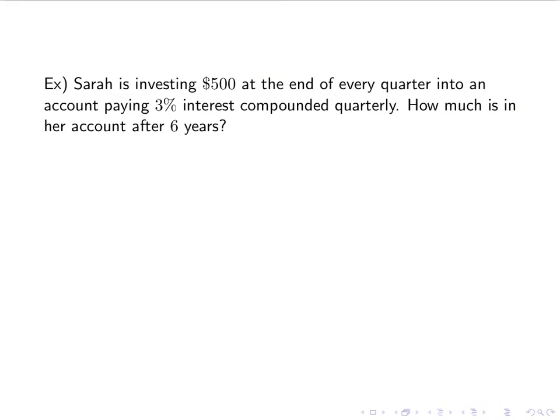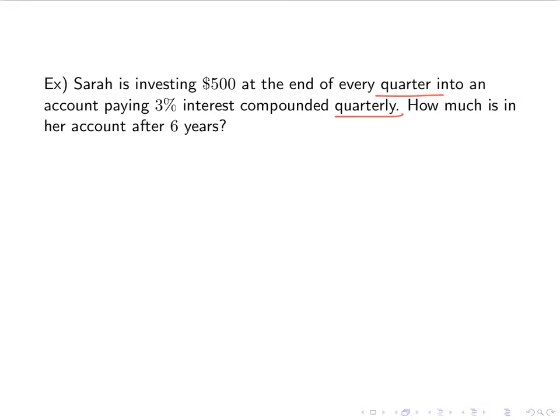So Sarah is investing $500 at the end of every quarter into an account paying 3% interest compounded quarterly. How much is in her account after 6 years? So one thing to note, in order for this to make sense, how often she's inputting her money has to be the same as how often the interest is being compounded. So those are both going to be the same thing. It's always going to be quarterly and quarterly, weekly and weekly, monthly and monthly, and so forth. So you're not dealing with 2 different m's here.